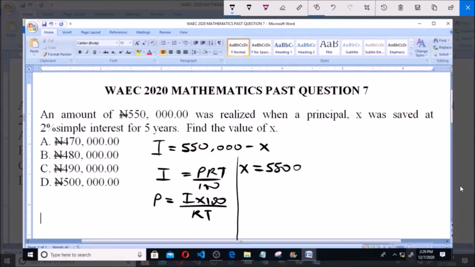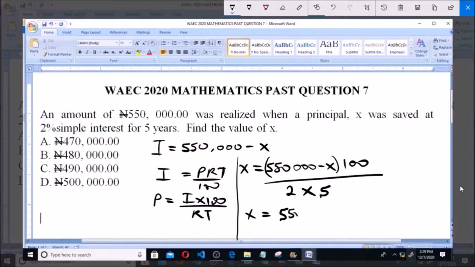550,000 minus X, then multiplied by 100, all over R multiplied by T. Now the R is the rate, and the rate is 2%, so that is 2 multiplied by the time, which is 5 years, 5. So therefore X is equal to, opening the bracket, 55000000, that's multiplying it by 100, then minus 100x, all over 10.